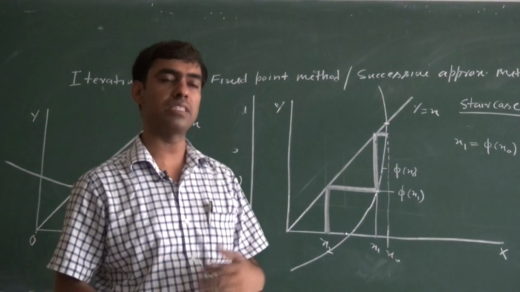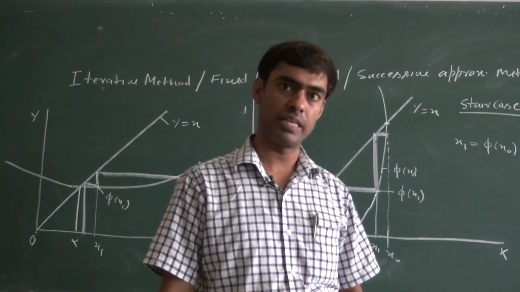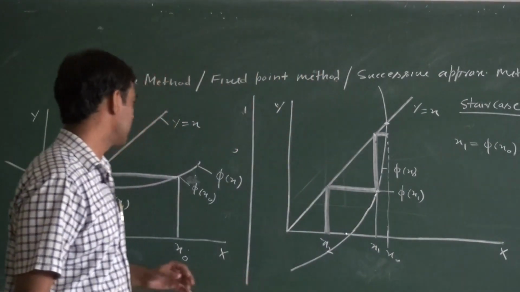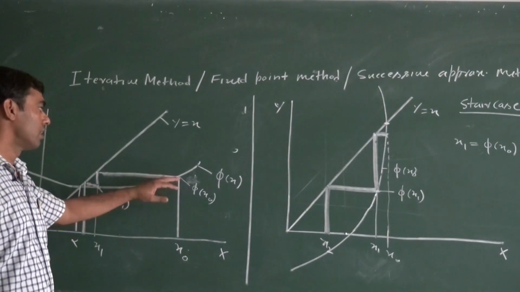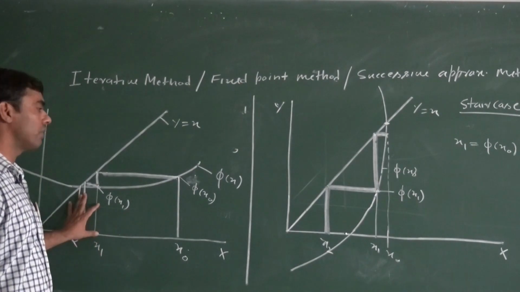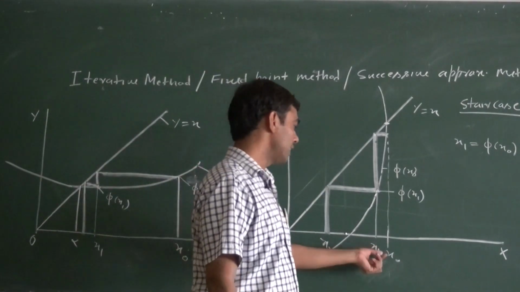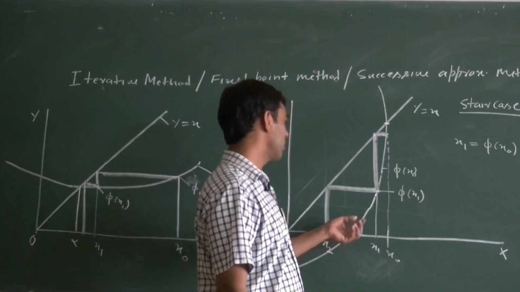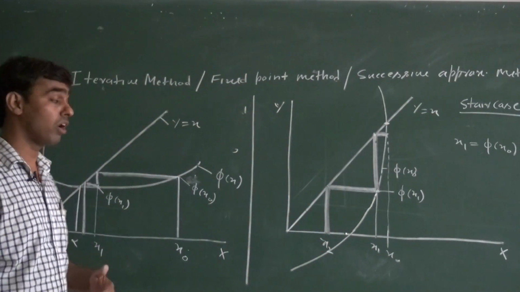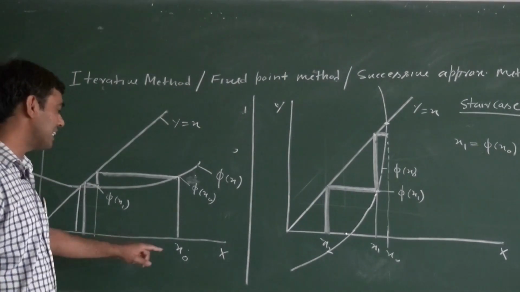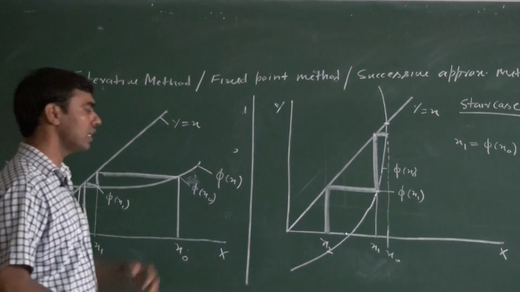What is the advantage? We can start from any initial value. There is no need to find a lower bracket and an upper bracket. But what is the drawback? If we start from an arbitrary value, maybe the sequence of iterative values diverges, meaning we move far from our actual root. Or it may be possible that we move towards our actual root. From here, we move far from our actual root.